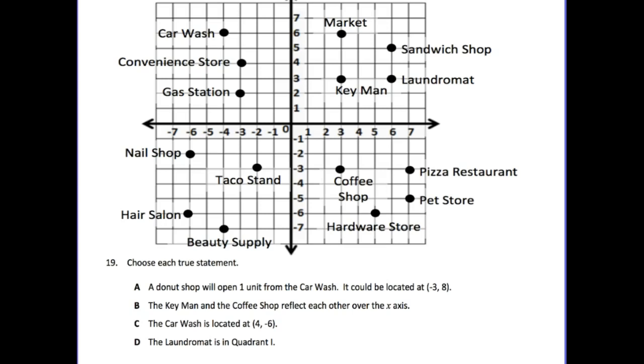So let's take a look at this one. Again, it's the same grid. Choose each true statement. And you have a donut shop will open 1 unit from the car wash. Well, here's the car wash. And a donut shop. Seeing a sandwich shop, coffee shop. It could be located. See if that helps.